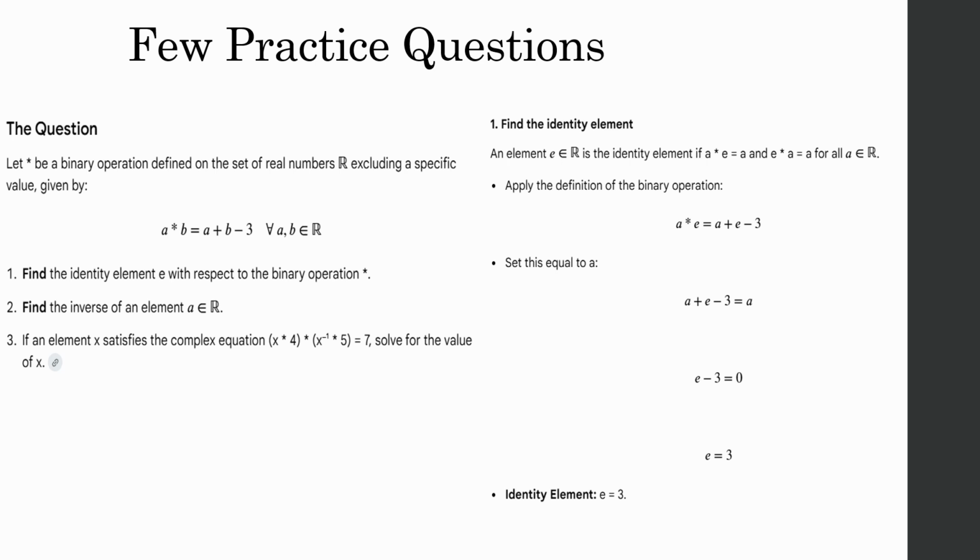Apply this definition on the given problem, that is a star e equal to a plus e minus 3, and we saw a star e equal to a, so a plus e minus 3 equal to a. When you move a to the right hand side, e minus 3 equal to 0. Then you move minus 3 to the right hand side, then e will become 3. So the identity element value is 3.